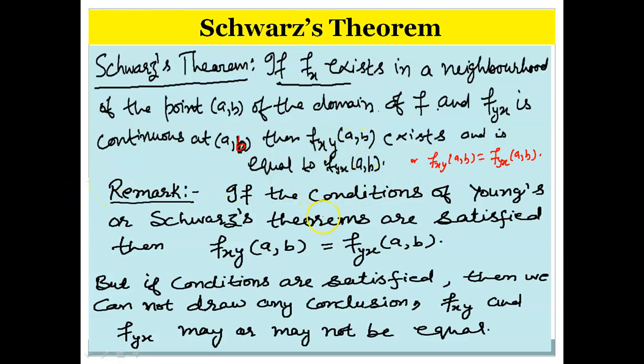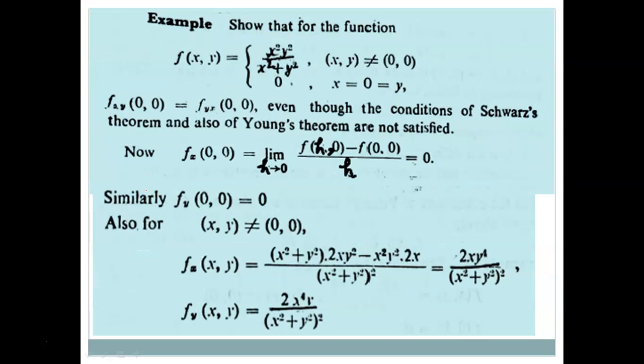If the conditions of Young's and Schwarz theorems are satisfied, then definitely the second order partial derivatives f_xy and f_yx are equal at a point (a, b). But if the conditions are not satisfied, then we cannot draw any conclusion here, because in that situation f_xy and f_yx may or may not be equal. So in order to put further elaboration on this remark, we discuss here two examples.